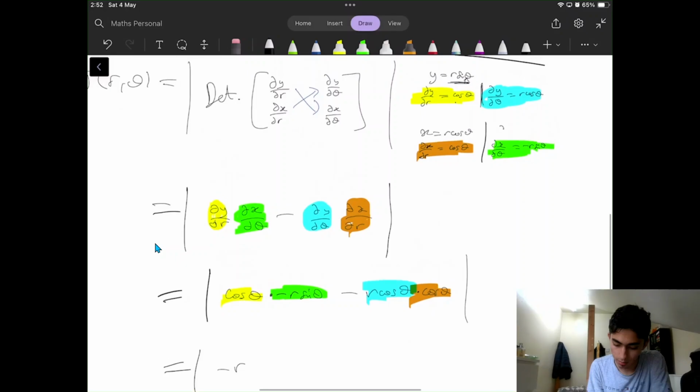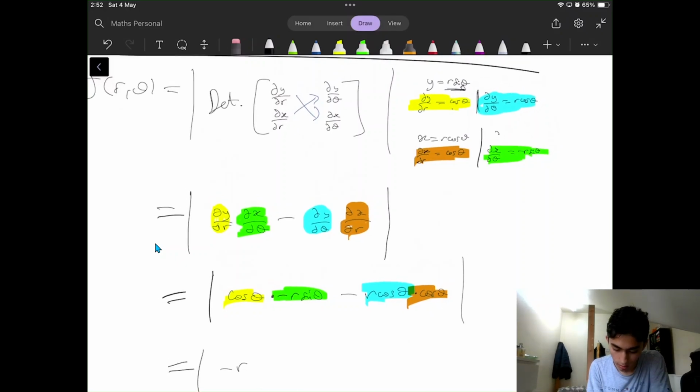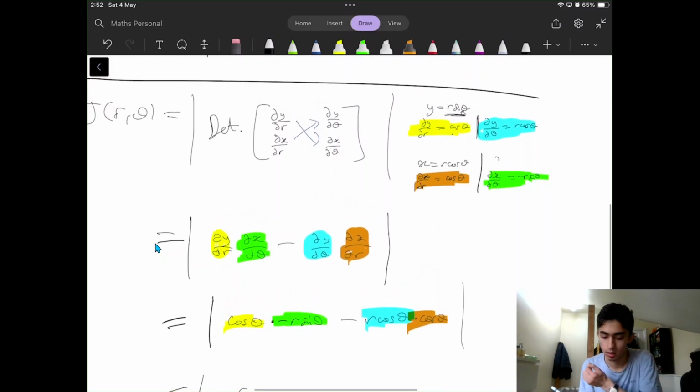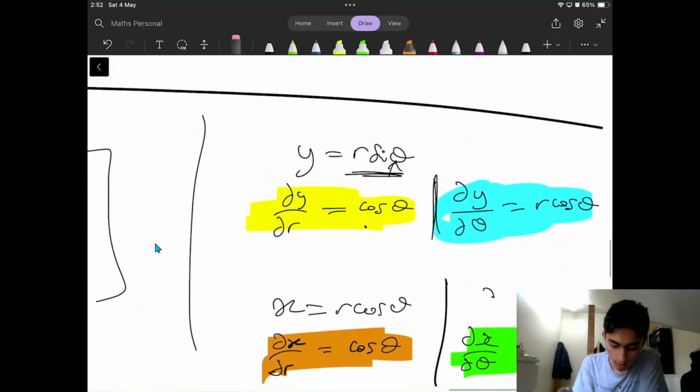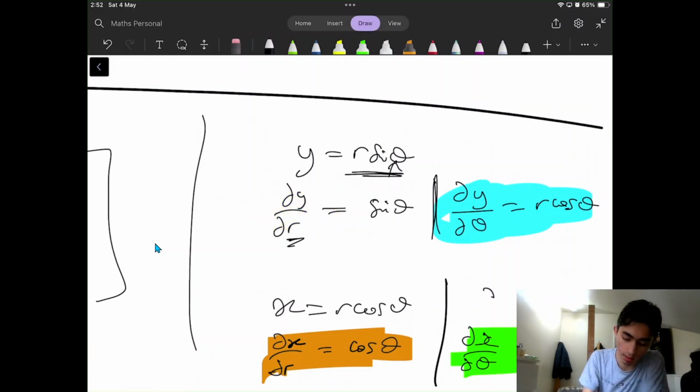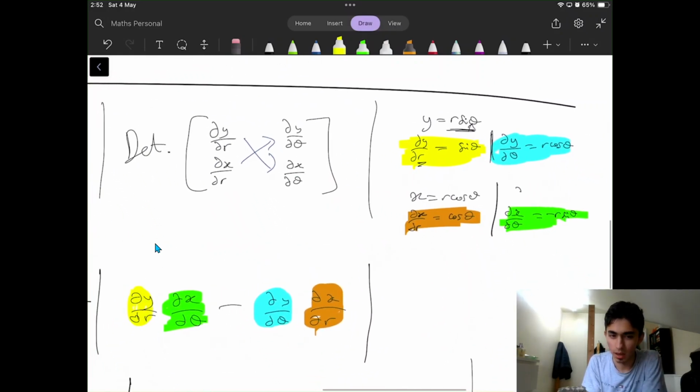Wait a minute, have I made a mistake? Wait. Yes, I have made a mistake. I'm so sorry for this. Essentially, my mistake here was differentiating both the r and the theta. I'm so sorry for that. I was just meant to differentiate the r, and you just get sine theta. Okay, that's my mistake.